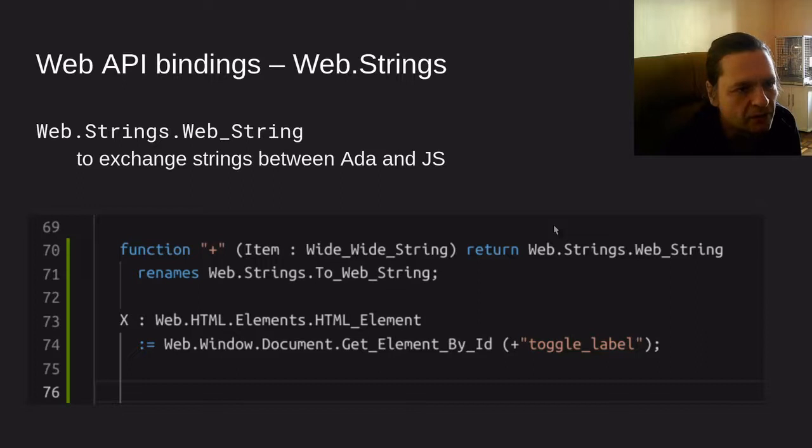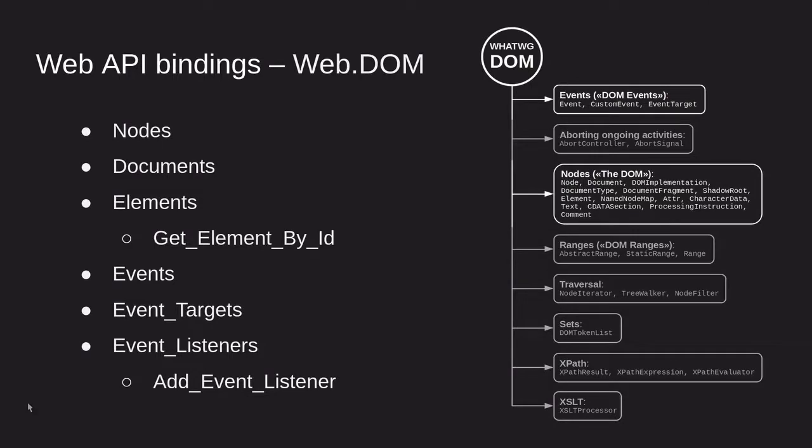this binding is web strings. It provides abstractions that represent strings, and you can convert usual Ada strings to objects from this package, and then use such objects in web APIs elsewhere. The richest web API is web DOM. This API allows you to interact with the representation of the page in the browser. If you have ever worked with the DOM API, you will find this very familiar.